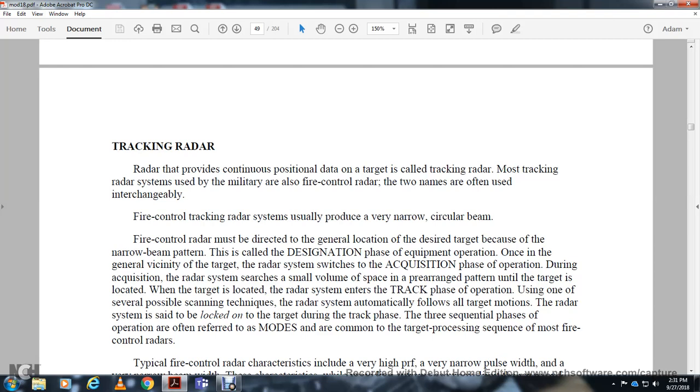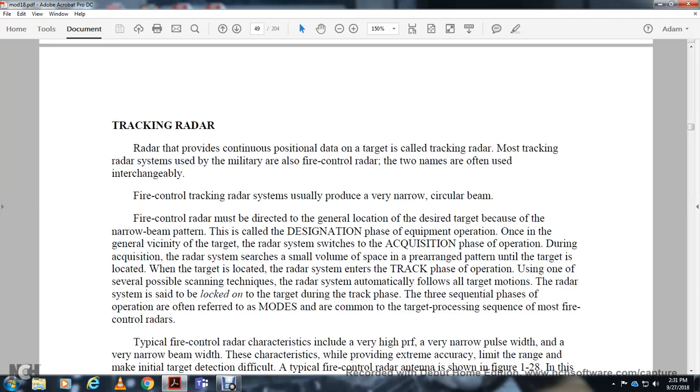They are often used with the interchangeable fire control tracking radar, which usually produces a very narrow circular beam. Because of the narrow beam pattern, the radar must be directed to the general location of the desired target during the designation phase of the operation. Once the general vicinity of the target is reached, the radar system switches to the acquisition phase of the operation.